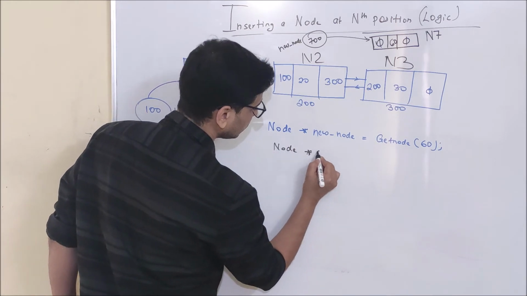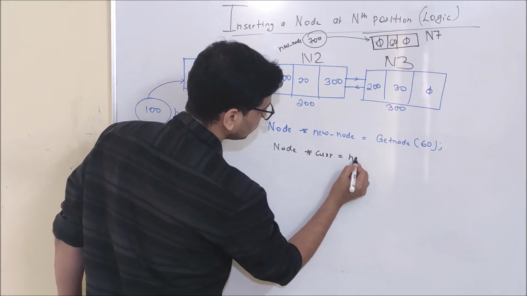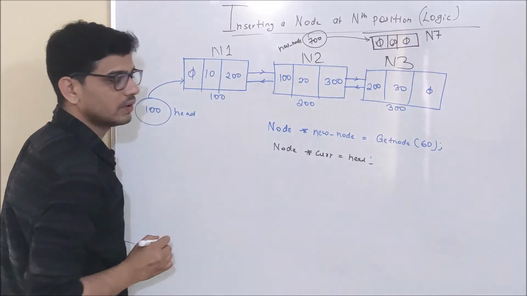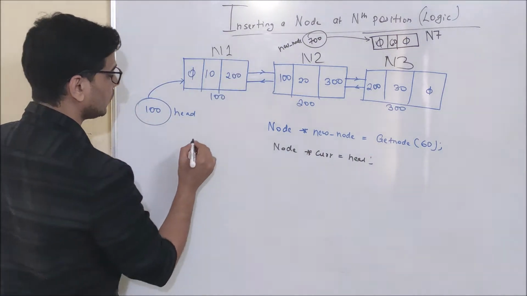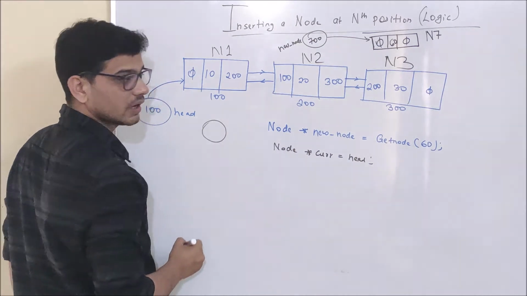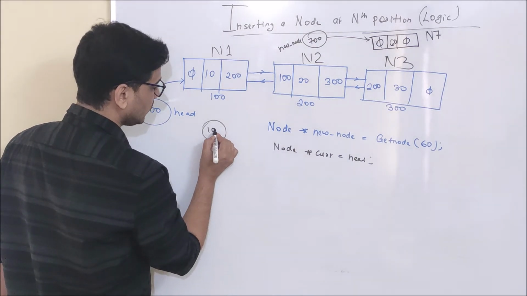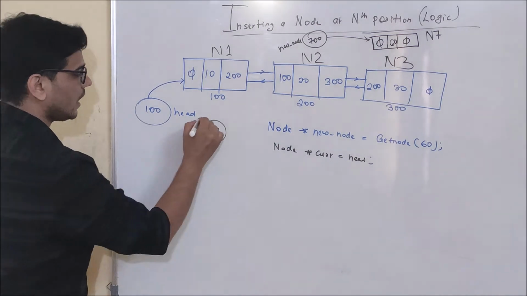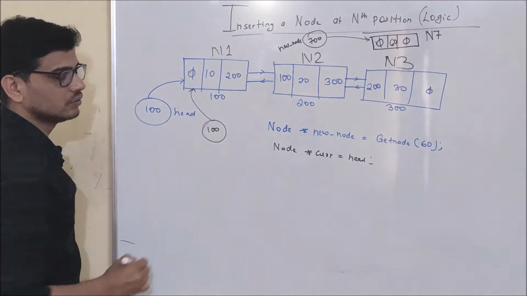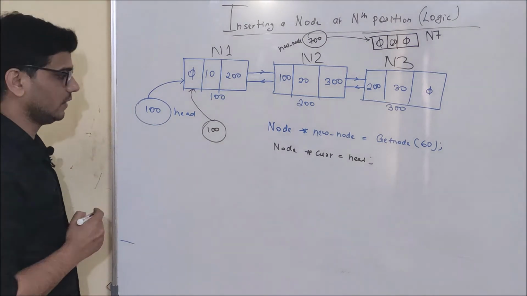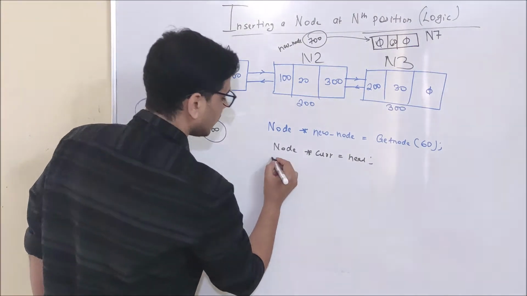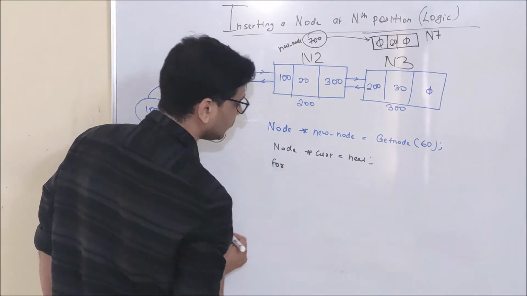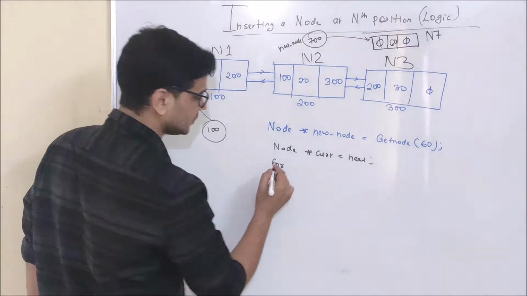Node star curve equal to head, and we will put head in curve. So what do we mean? Suppose this is a curve pointer, we will update it to head. That means it will also have 100 and it will also point to the first node of this doubly linked list. And after that we will use a for loop to traverse this doubly linked list.